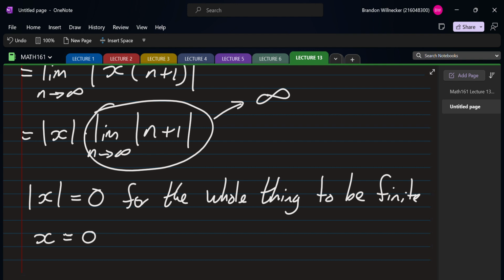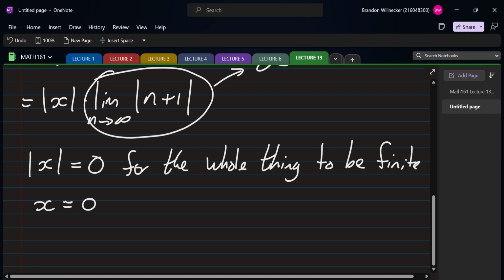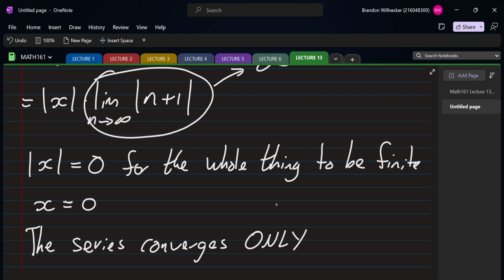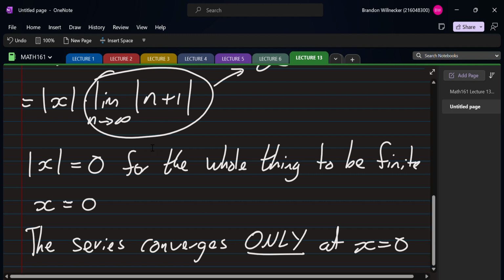Okay, so if absolute value of x is 0, then x is 0, which means this Taylor series converges only at a single point. There's no interval, right? It has to be 0. So the series converges only at x equals 0. There's no interval. It's only at that single point. Okay, and that's because of this limit going off to infinity here. We have to have x being 0. Okay, that's the only possibility.